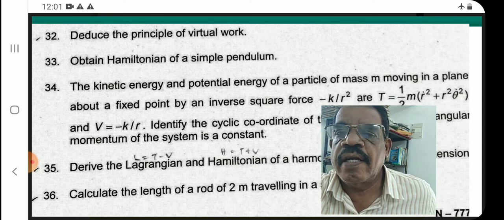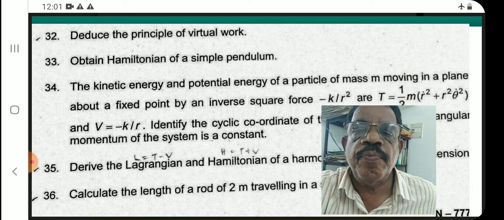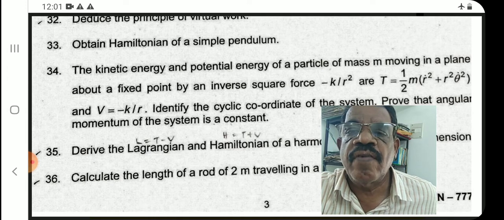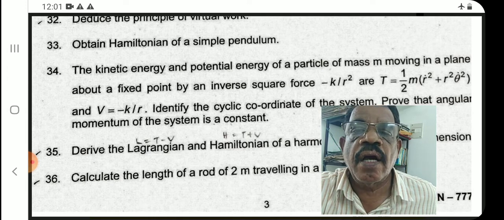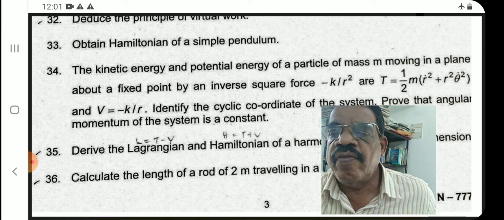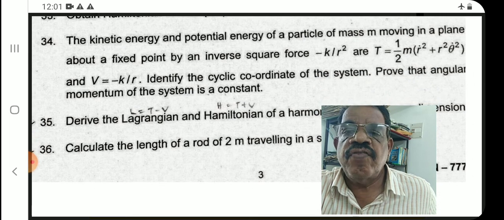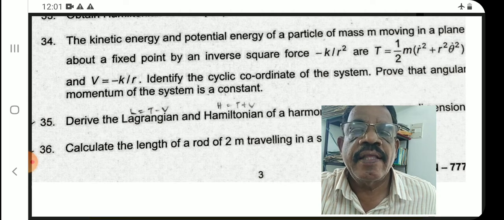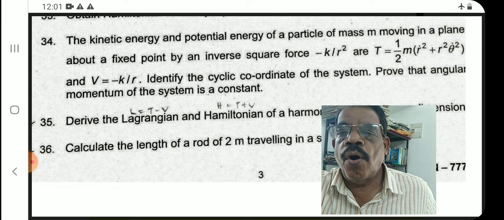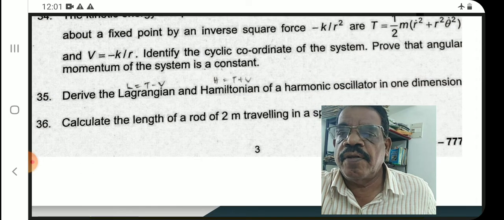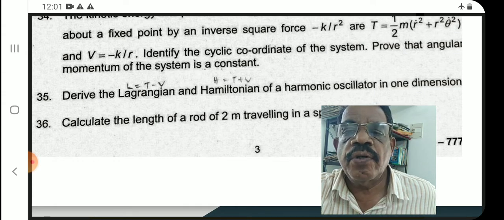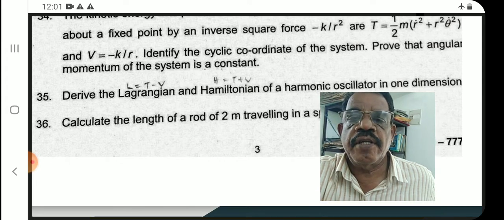Number 34. The kinetic energy and potential energy of a particle of mass m moving in a plane about a fixed point by an inverse square law of force minus k by r square are T is equal to half m into r dot square plus r square theta dot square and V is equal to minus k by r. Identify the cyclic coordinate of the system. Prove that the angular momentum of the system is a constant. Number 35. Define Lagrangian and Hamiltonian of a harmonic oscillator in one dimension.